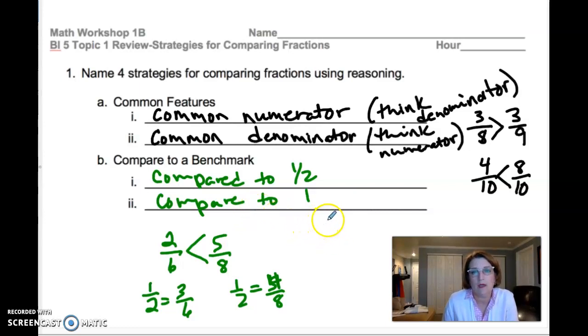Let's see, 7/8 or 10/9. And what you need to recognize right at the beginning is that 10/9 is an improper fraction. 10/9 has a larger numerator than a denominator, so 7/8 has got to be smaller than 10/9 because 10/9 is larger than 1. All right.